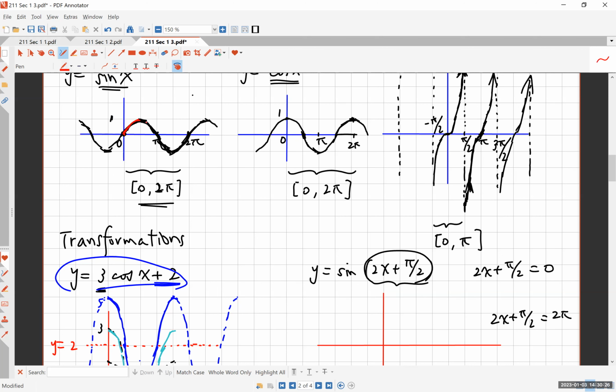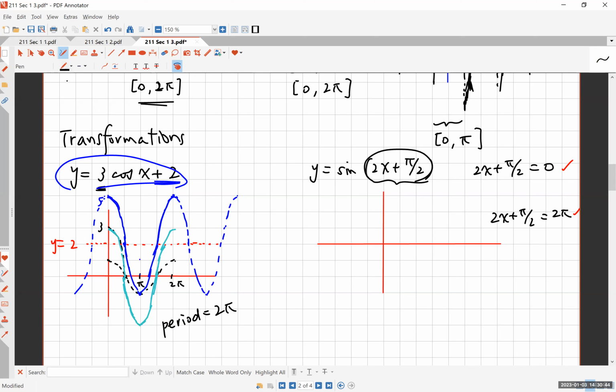Maybe I should draw this like this, going from 0 up to 1, down to 0, going to -1, up to 0. This whole period, or the cycle, happens between this and this, right? Well, let's find the x value of the starting point and the x value of the ending point. So this will give you 2x is negative pi over 2, x is negative pi over 4. So you can see, yeah, negative pi over 4 should be the starting point of this.